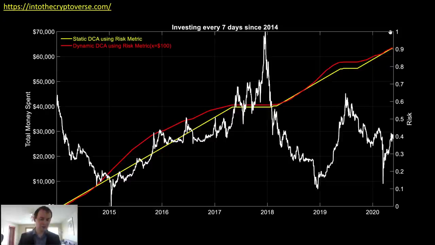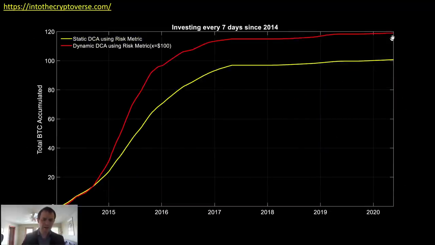Let's look at 2014. 2014 is a good instance where, had you done it during a bear market or accumulation phase, the dynamic DCA would have worked out, because you can see over the course of several years through this accumulation period, you were putting in more. And then later on, you were putting in less. Had you done this, you would be sitting on 120 Bitcoin today versus 100 Bitcoin had you done it statically.